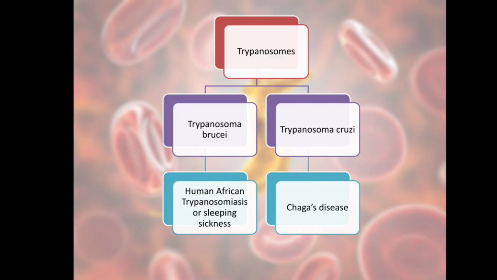Now, even though there are many trypanosomes, two of them are very important for us because they are pathogenic in man. The first one is Trypanosoma brucei and the other one is Trypanosoma cruzi. Trypanosoma brucei is said to cause human African trypanosomiasis or sleeping sickness, whereas Trypanosoma cruzi causes Chagas disease in Americas.